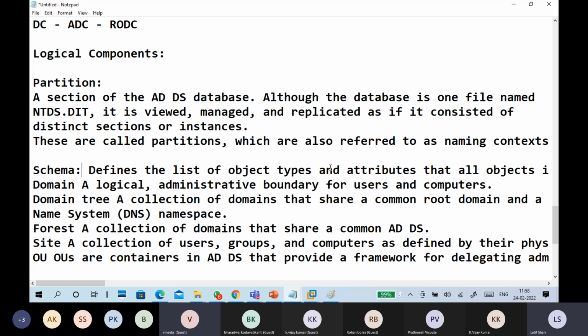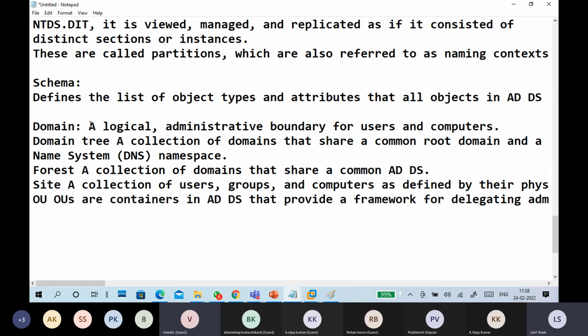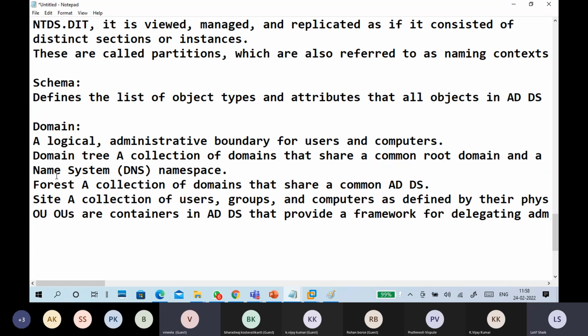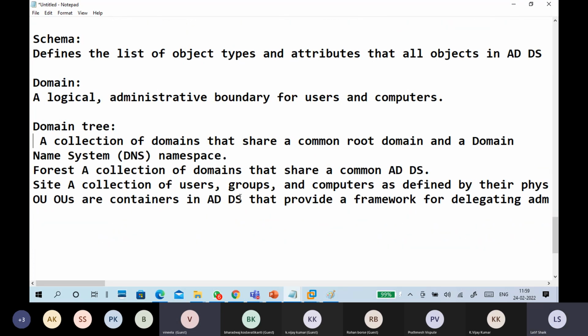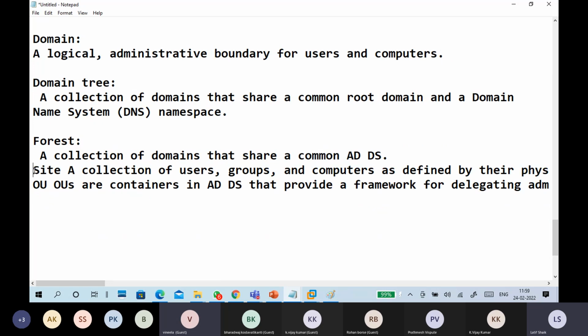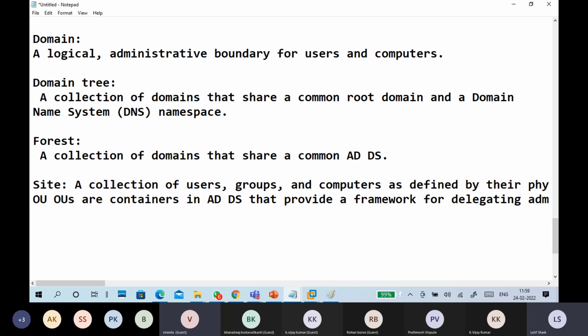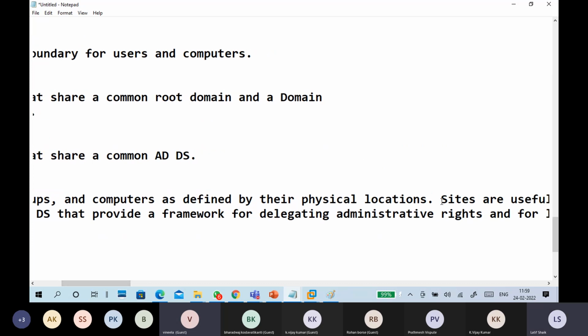Schema defines the list of objects and attributes that all objects in the AD DS have. Domain is a logical administrative boundary of users and computers. Domain tree is a collection of domains that share a common root domain and domain name system. Forest is a collection of domains that share the common AD DS. Site is a collection of users, groups, and computers defined by their physical location.